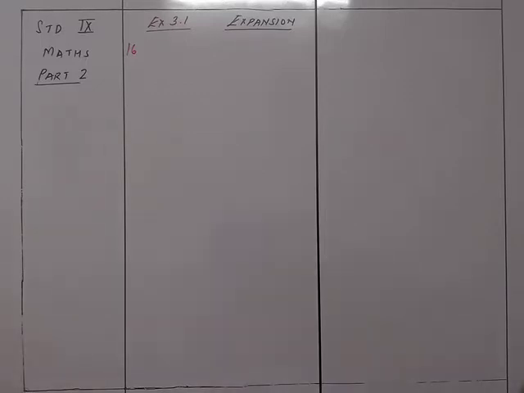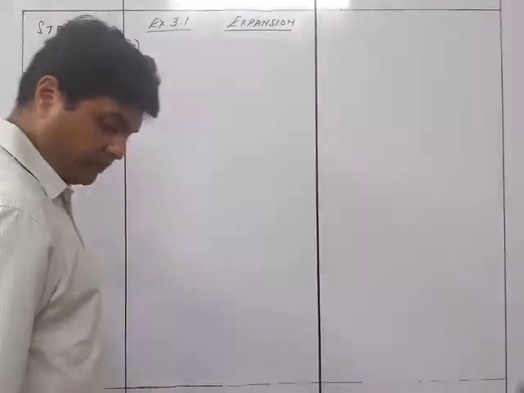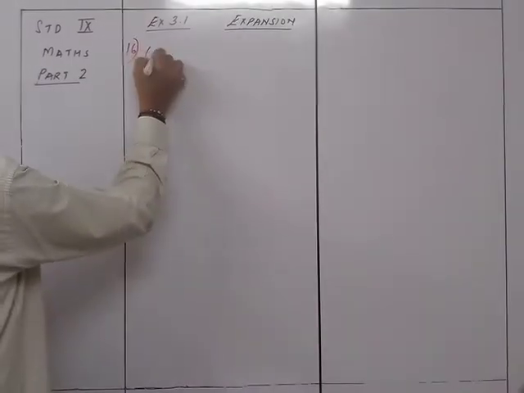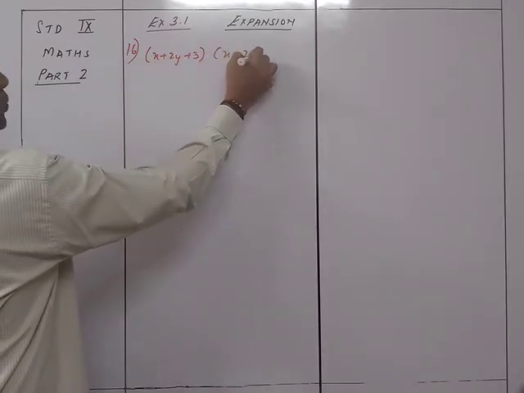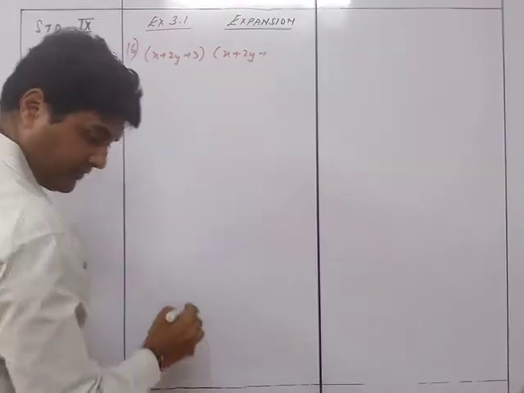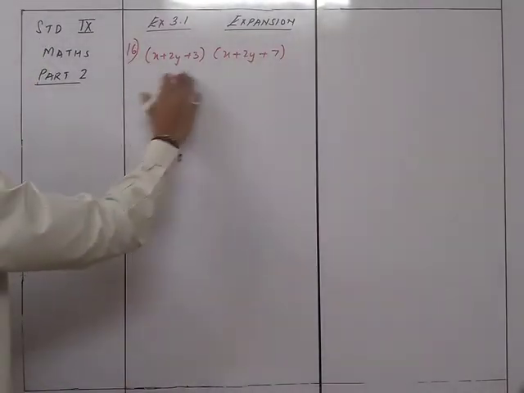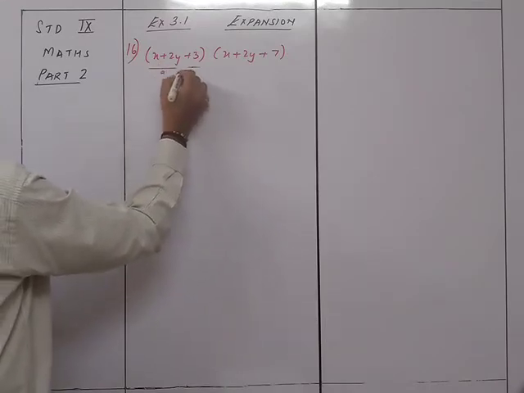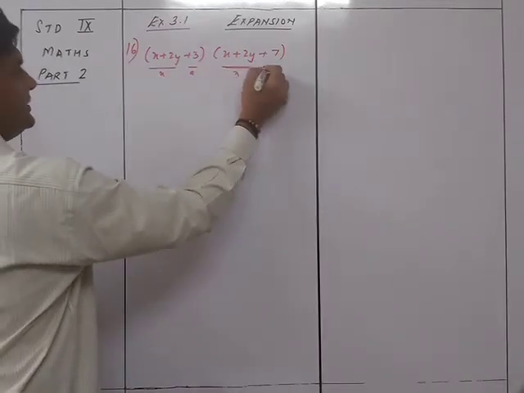So we continue with exercise 3.1, sum number 16. We have the 4 sums over here, so we'll do the first and the third one. It is (x + 2y + 3)(x + 2y + 7). Here also we'll do the same thing. We'll consider this part as x and this as a, and this is x and this is b.